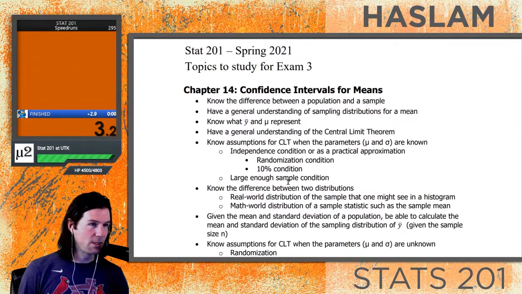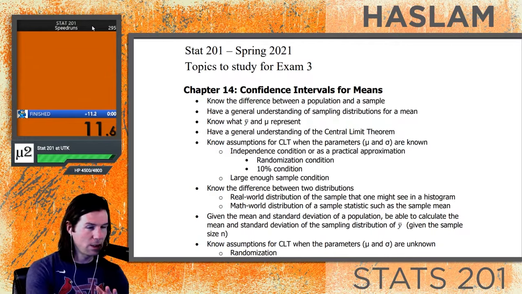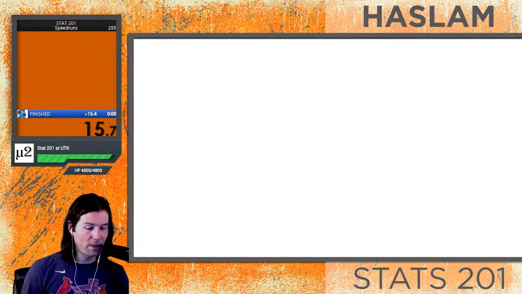So the topic we are covering today for this speedrun is confidence intervals for the mean. When it comes to confidence intervals for the mean, we first need to know the difference between a population and a sample. So we're going to cover these step by step right here. Let's start by talking about the difference between a population and a sample.